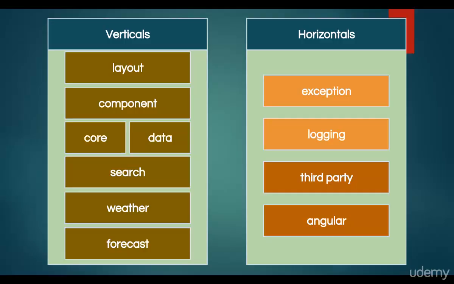We can have this module in horizontals. If you see, any of the directives we are going to create can be reused in other applications. Core, for keeping the core functionality of the application, and data, where I'm going to write all of the server-side interaction code. Horizontals will have modules for exception handling, logging, third-party library modules like Angular UI or other third-party modules, and Angular modules. I'm going to focus on how to create all of our verticals in this course. So let's get started with folder structure in the next lecture.